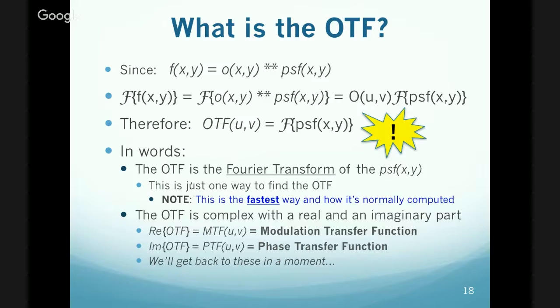So in words, forget that little equation there. Well, you don't have to forget it, but that may be hard to digest. In words, the optical transfer function is just the Fourier transform of the point spread function. Remember, the point spread function is just a star. That's all it is, a star image. So this is one way to find the optical transfer function.